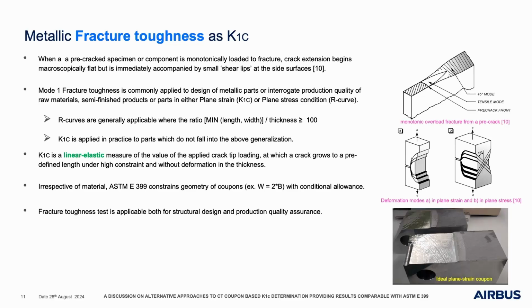Irrespective of material, E399 does constrain the geometry. For example, the width is 2 times the thickness. B is the term used for thickness within E399, with some conditional allowance. So there are some other terms which can be met with to not precisely conform to this geometric requirement. Typically, specimen is pre-cracked and then pulled apart.